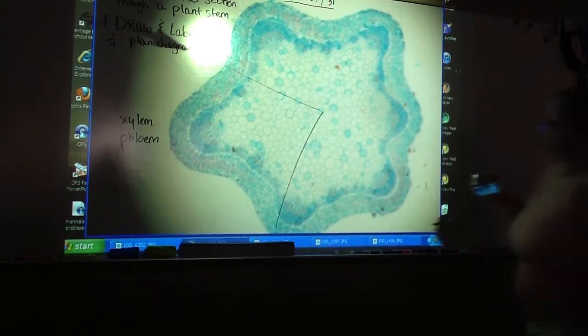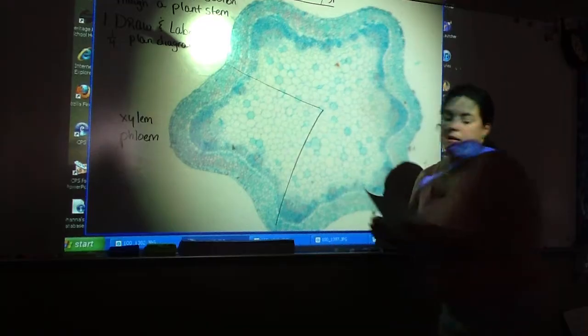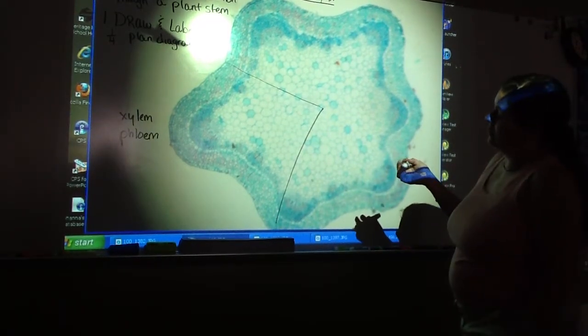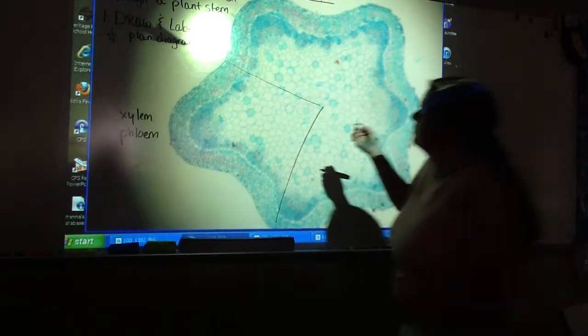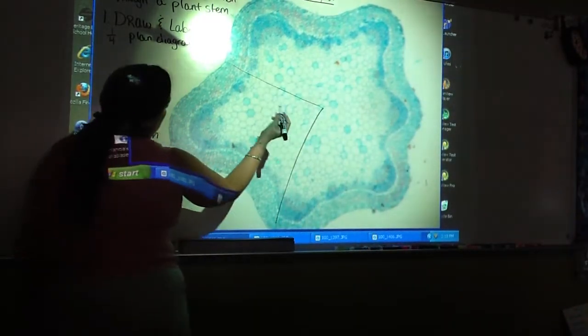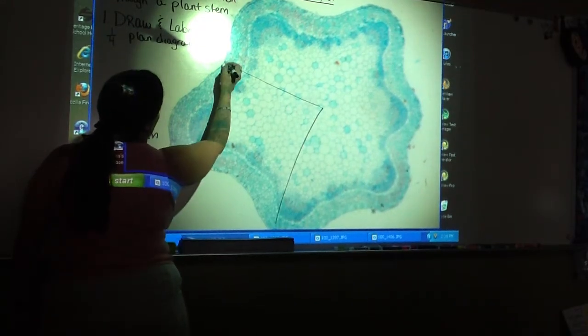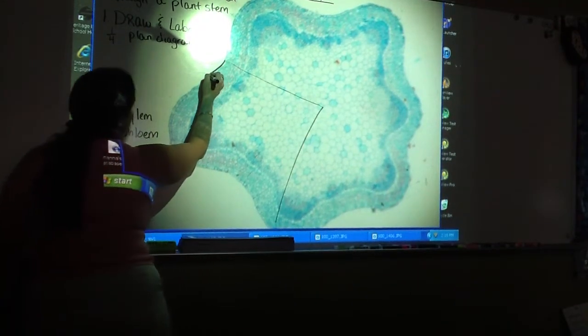Alright, so we have a quarter. We are supposed to be labeling the xylem and the phloem in this particular plan diagram. So I'm going to start first of all with my xylem and phloem as a vascular, but actually no, I'm not. I'm going to start with my let's do that.